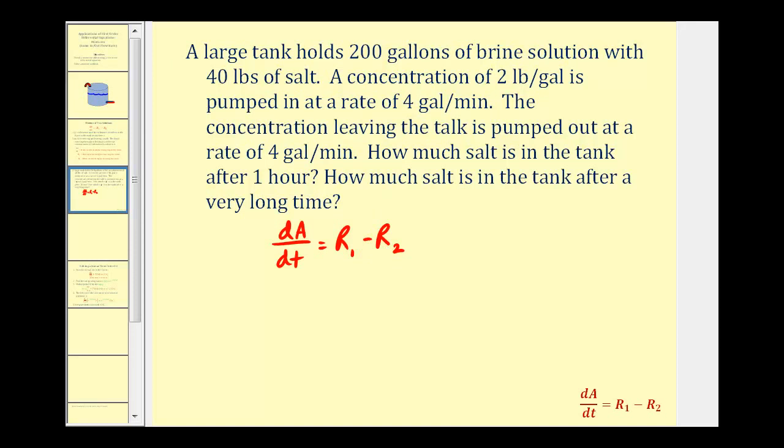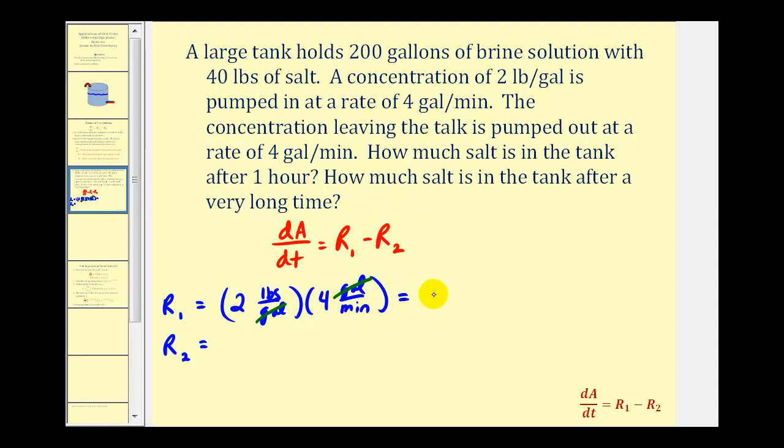So we want to start this by finding R sub 1, the rate at which A of t is entering the tank, and R sub 2, the rate at which A of t is leaving the tank. To find these, we'll have to multiply the concentration times the rate. So for R sub 1, notice how there are 2 pounds per gallon, but it's being pumped in at 4 gallons per minute. So we need to find this product. So we have 2 pounds per gallon times 4 gallons per minute. Now the reason I'm writing this in fraction form is so that we can easily see that the units of gallons simplifies out. Therefore, R sub 1 is going to be 8 pounds per minute.